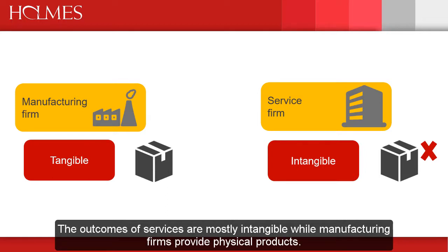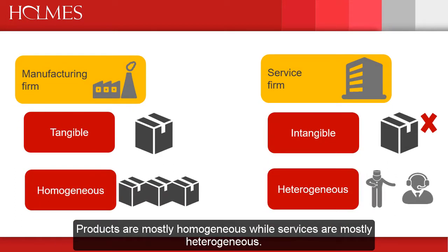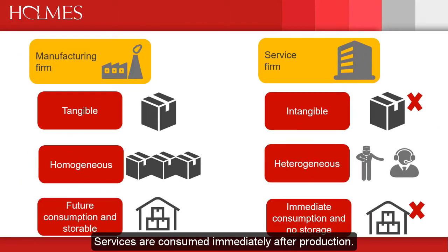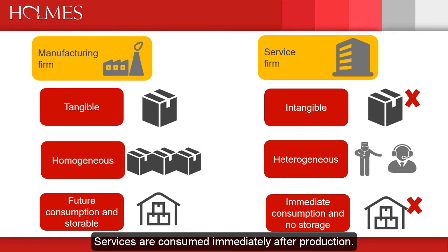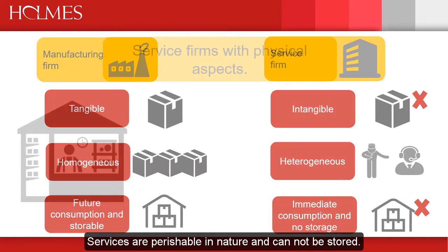The outcomes of services are mostly intangible, while manufacturing firms provide physical products. Products are mostly homogeneous, while services are mostly heterogeneous. Services are consumed immediately after production. This is the opposite to products that are delivered in the future.